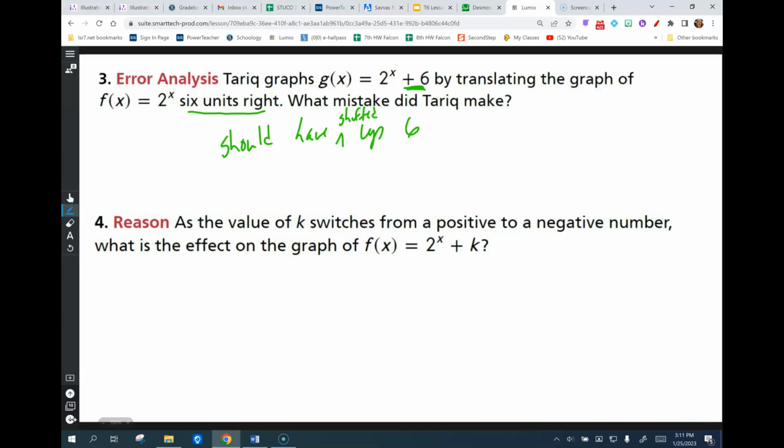Number 4, as the value of k switches from a positive to a negative number, what is the effect on this graph? If k is positive, it goes up. If k is negative, it goes down. Okay?